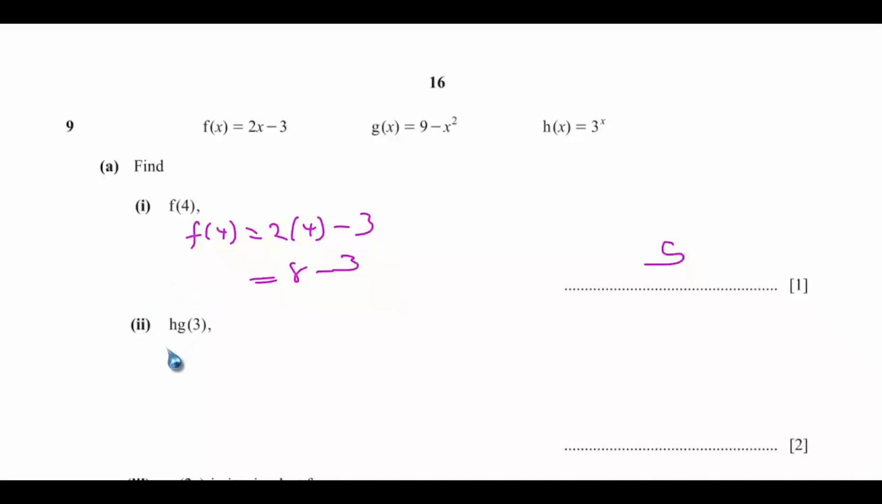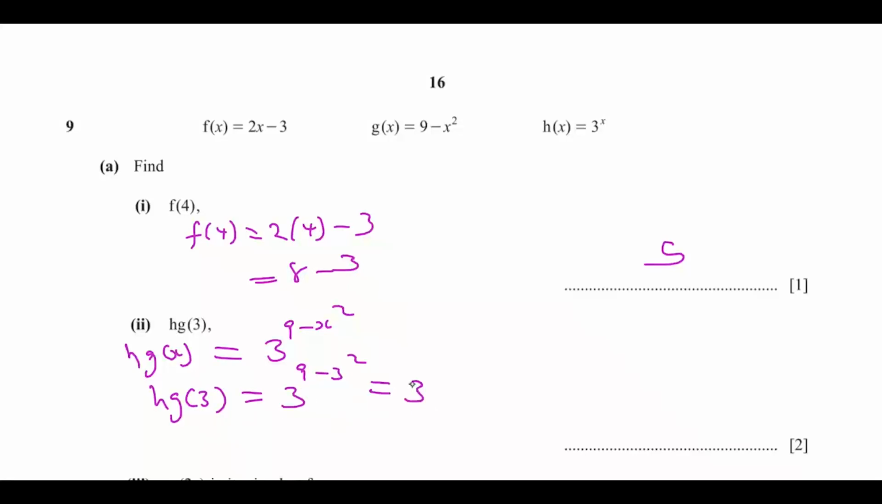Then the next one is hg of 3. So we need to firstly get hg of x. So anywhere we see x in h of x, we put in g of x. So where is h of x? Here. So you have 3 to the power of x. So instead of x, we're going to put g of x. That will be 9 minus x squared. Okay, so now we can easily get hg of 3. That will be 3 to the power of 9 minus 3 squared.